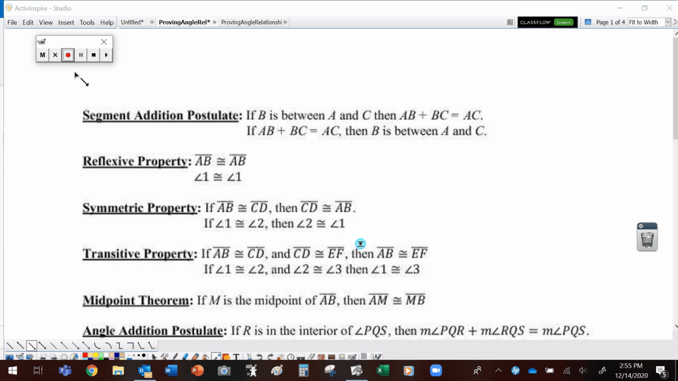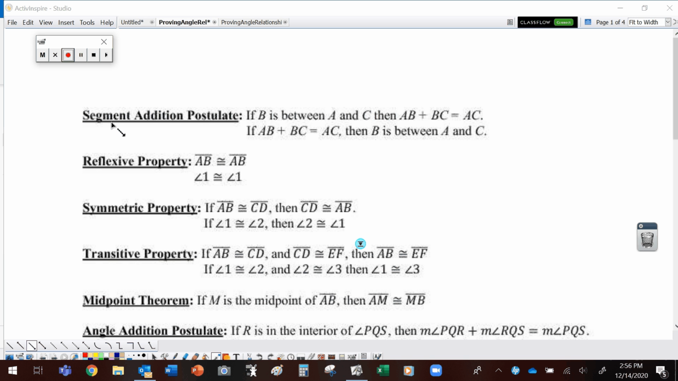Last couple of times we were together, we were looking at proving segment relationships. Well, now we're going to look at proving angle relationships. A lot of the properties that we're going to use are the same. Okay, so for instance, we have these first 5 properties that we had last time for segment proofs. We're going to be using some of them for the angle proofs as well.